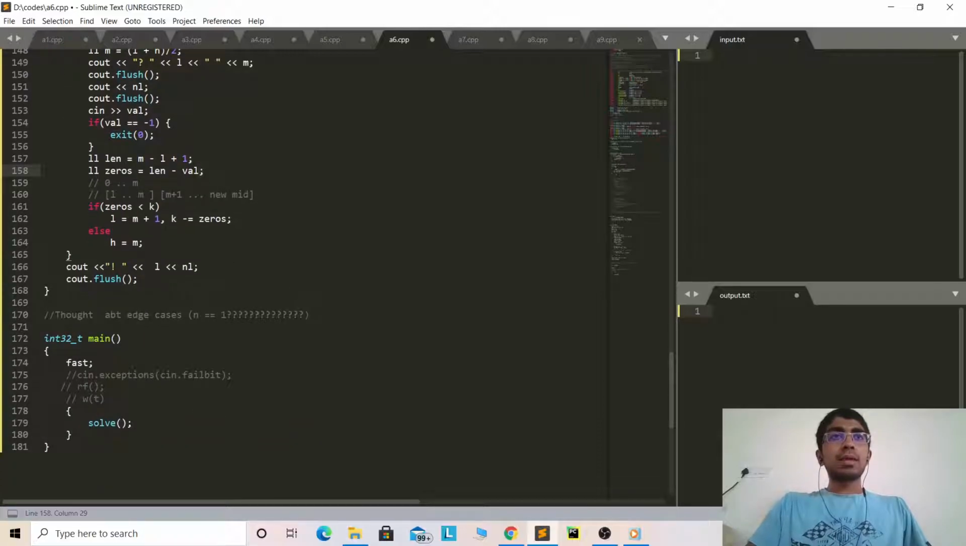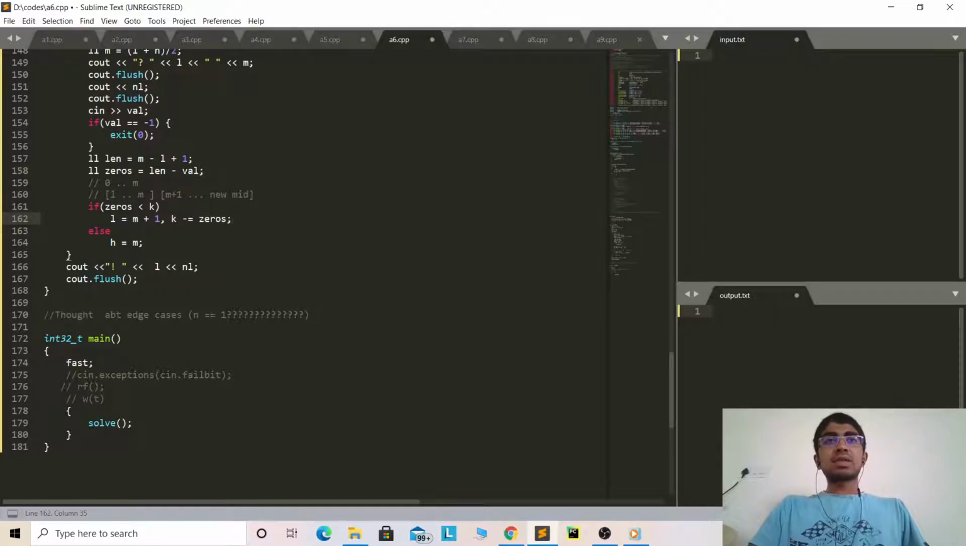Now what if the number of zeros is less than k? That means from L to M the number of zeros is less than k, so the kth 0 must lie beyond M. That's the reason we are incrementing L to M plus 1. Otherwise we just decrement n to M. Also, once we move L to M plus 1, we have to subtract zeros from k. This step is very important.